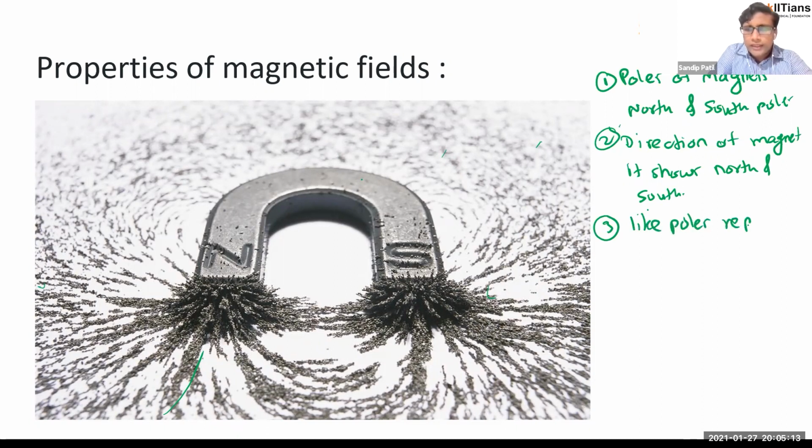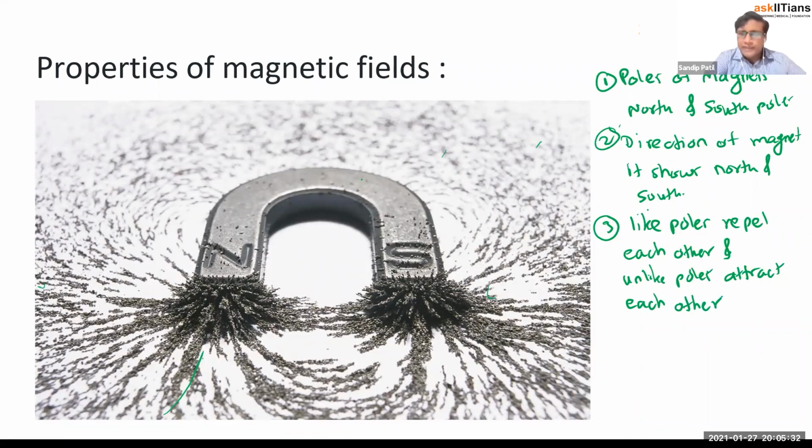Third property, we can say: like poles repel each other and unlike poles attract each other, right? So what is the meaning of that? Like poles means what, and unlike poles means what?